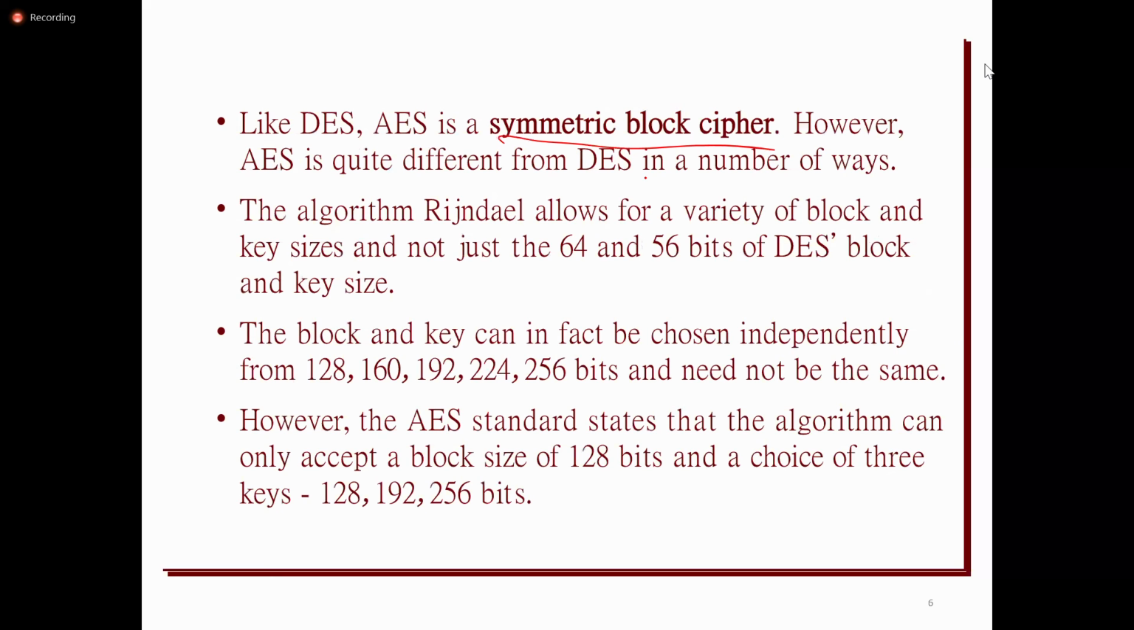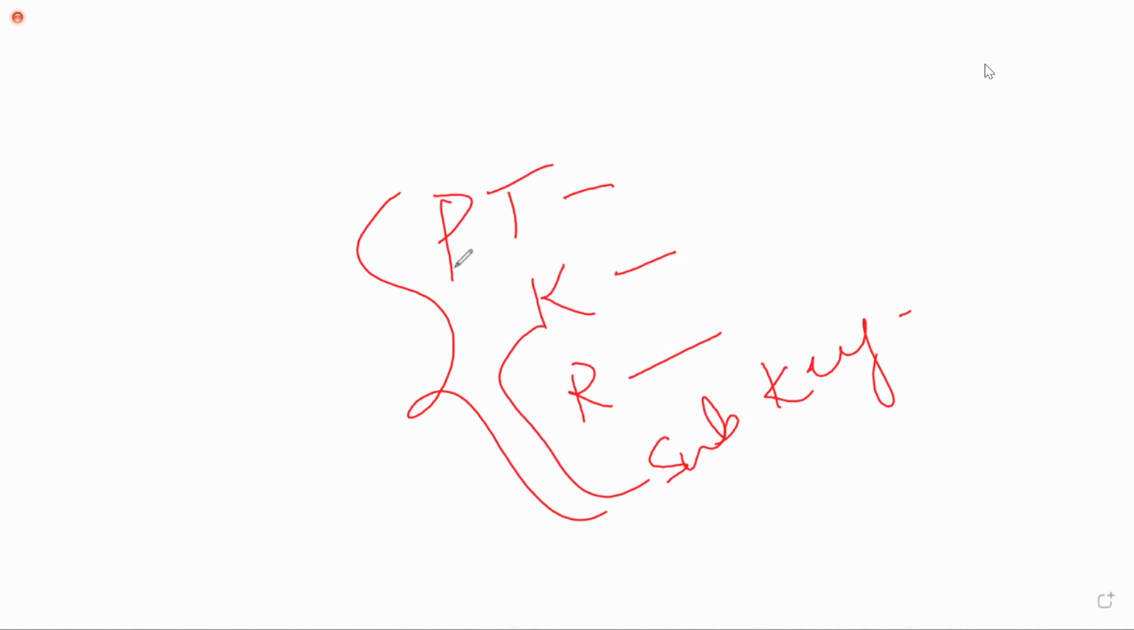AES is a symmetric block cipher, and it is different from DES. For every block cipher algorithm like DES, triple DES or AES, we need to consider the plain text size, the key size, the number of rounds, and the subkeys generated and their size. Based on these factors the complexity is increased or decreased, so the complexity of the algorithm always depends on these parameters.